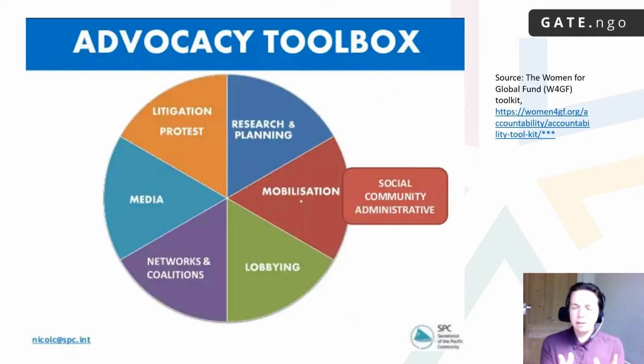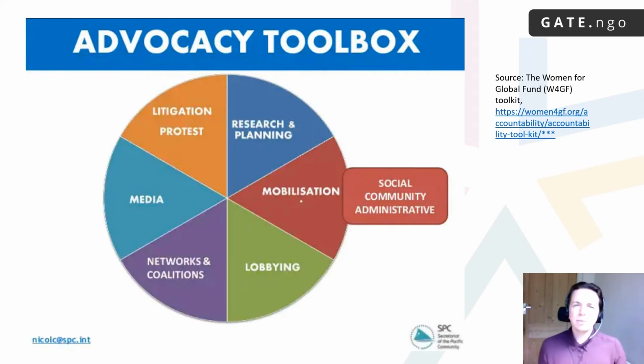And they include this helpful advocacy toolbox as a way to think through the different types of advocacy approaches that can be used once you have your data. Research and planning is about using evidence and traditional research to back up advocacy points. Mobilization is more about mass mobilization, larger numbers of people, usually through something like campaigns. Lobbying is your traditional influencing a decision maker to support or take action on your issue. Working in networks and coalitions can be incredibly effective when you have aligned interests, and this can add weight to your argument and be more effective.